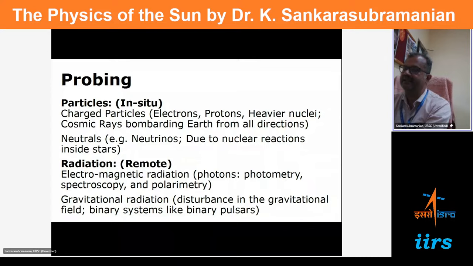Particle-wise, as I said, the sun is a gas of charged particles: electrons, protons, and heavier nuclei. They are the particles which come from the sun and bombard the earth from all directions. And there are also neutral particles like neutrinos, which are due to the nuclear reactions inside the stars. So I'll just go through each aspect of the physics behind the energy source of the stars.